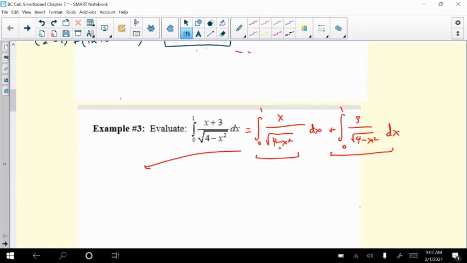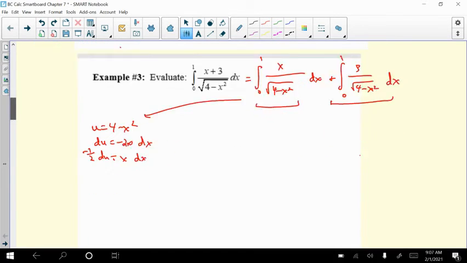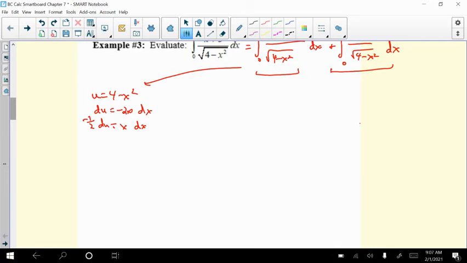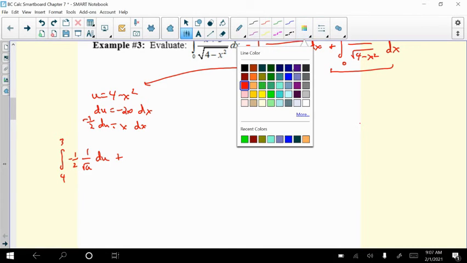So what I'll do is I'll come over here. For this one, I'm going to let u be 4 minus x squared because its derivative is negative 2x dx. And now I know that, like I had written before, negative 1/2 of du is equal to x dx. For that portion, the bounds will change. Instead of going from 0 to 1, they'll go from 4 to 3, which is fine, because when x is 0 we get 4, and when x is 1 we get 3. So we go from 4 to 3, and then it's just negative 1/2 times 1 over the square root of u du. Plus, now for the second integral, maybe I'll switch to purple here.